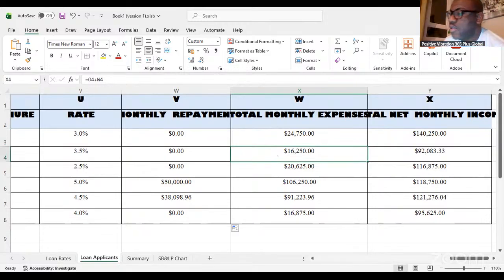Good. So it says total net income is the difference between the monthly income and the total monthly expenses. So which column has your monthly?